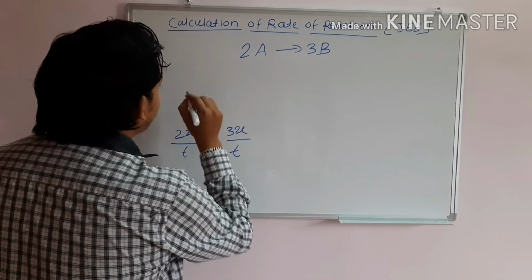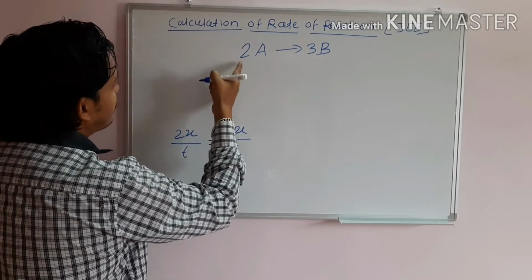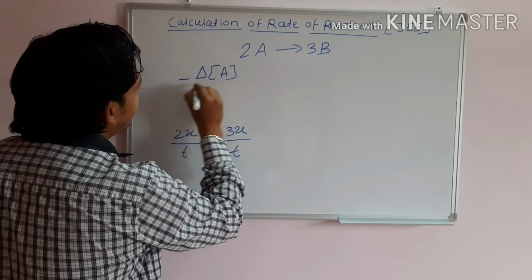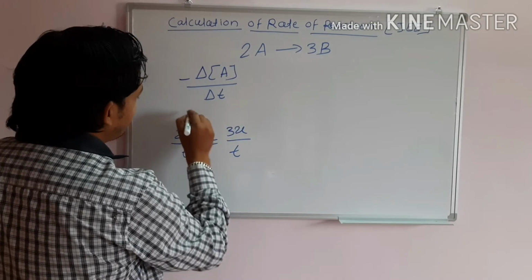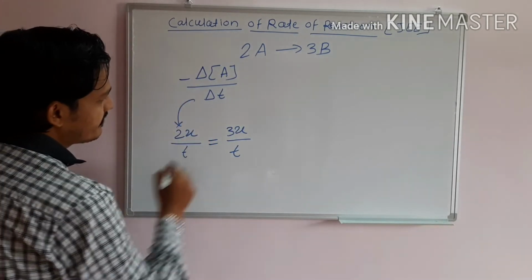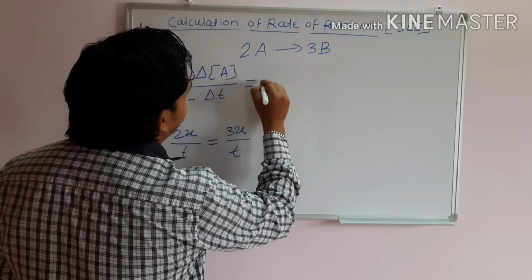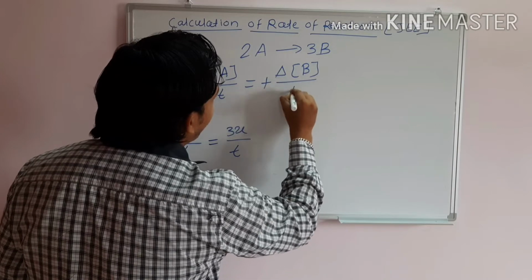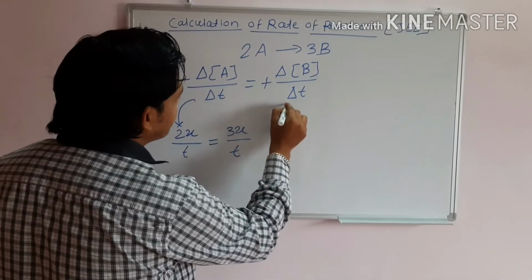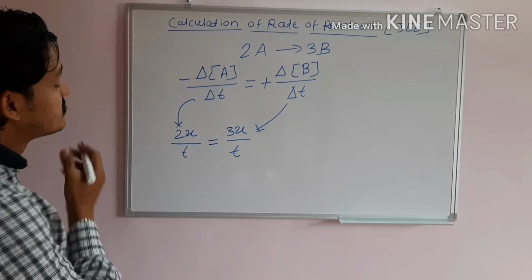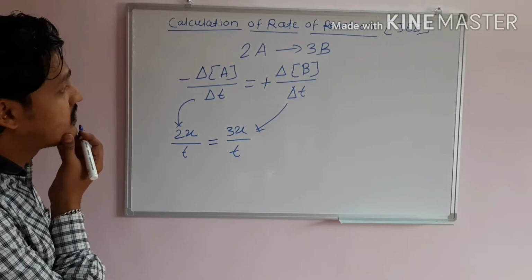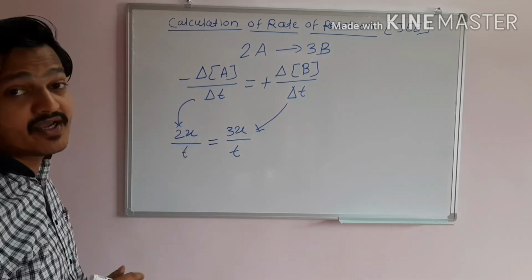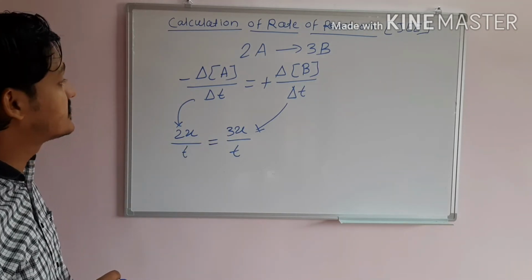Now here it is. What is the value of minus delta in bracket A divided by delta T? That is twice x by t, which is equal to plus delta in bracket B divided by delta T. What is the value of it? It is thrice x by t. So how can I equate this? Twice x by t is not equal to thrice x by t.